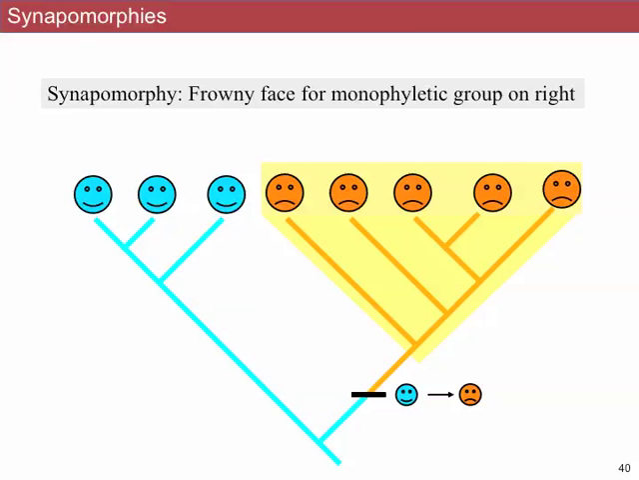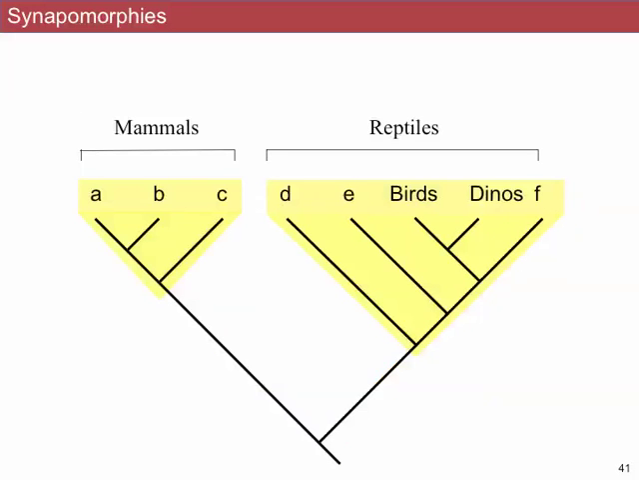And so again, it's important to really realize that synapomorphies are features that change along the branch leading up to the common ancestor of a particular group, and can be considered hallmark features of that group. So in this case, a synapomorphy for this group over here is the frowny face. There was a change from smiley to frowny on the branch leading up to the common ancestor of this group.